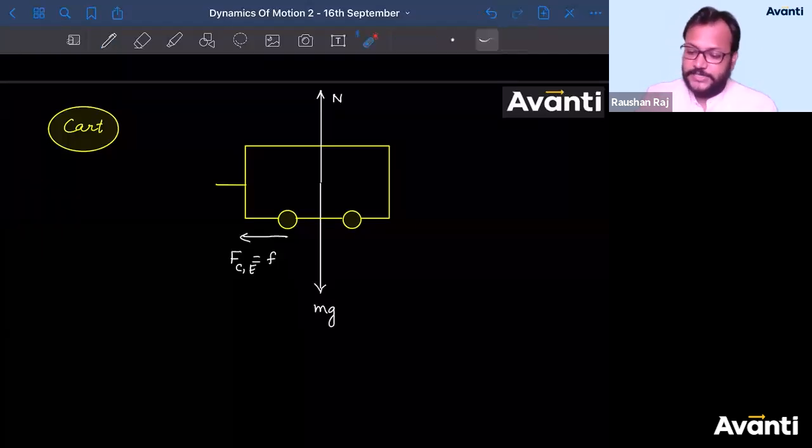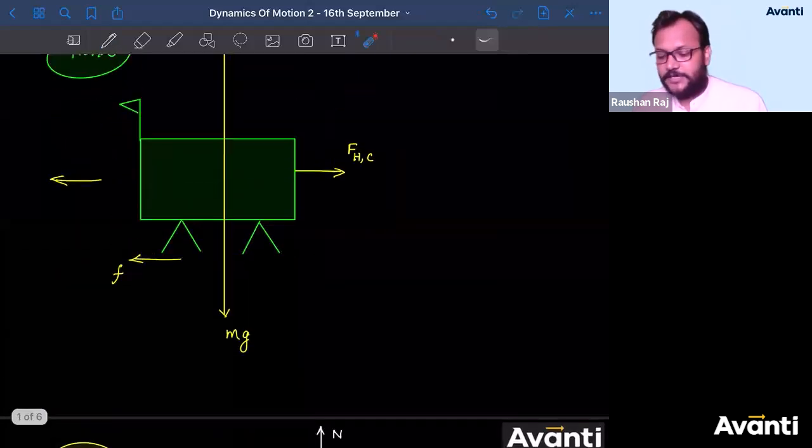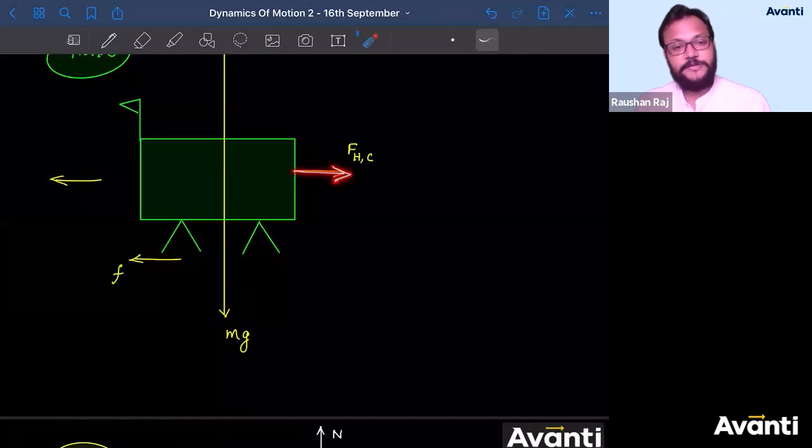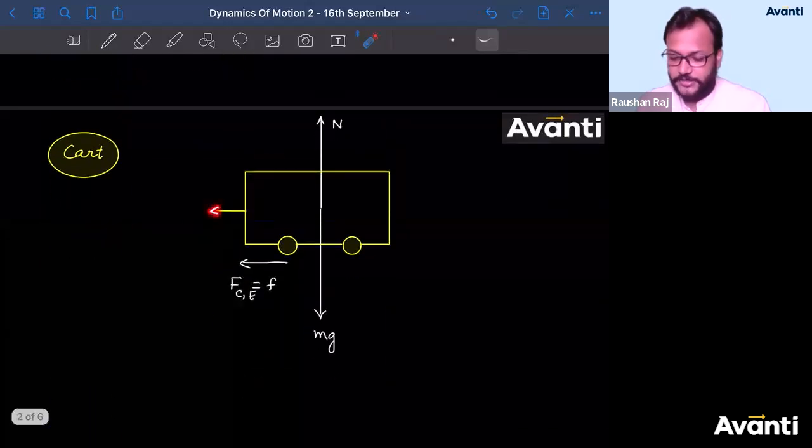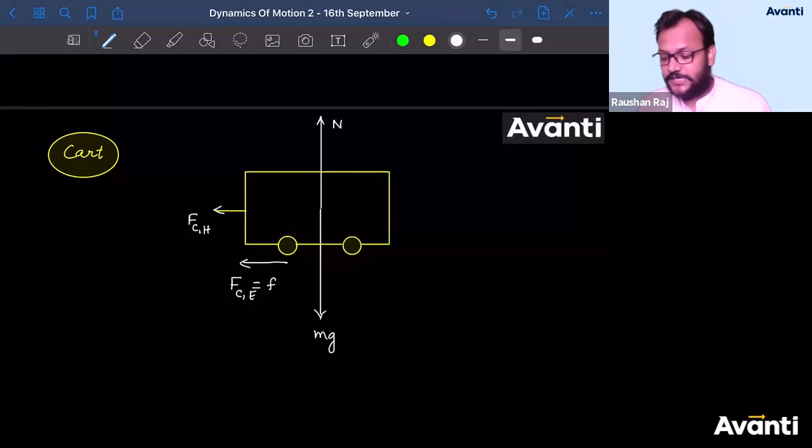Acha. Guys, just now we figured out that the horse will be experiencing a force because of the cart. So the cart has applied a force on the horse. So क्या होगा? The horse must have applied a force on the cart. Like this. So these are the forces that will act on the cart here.